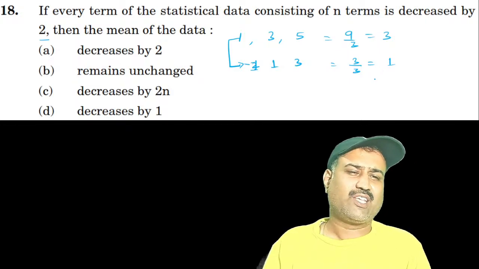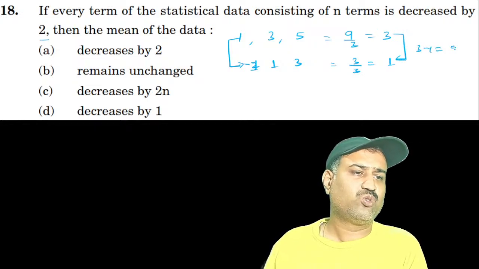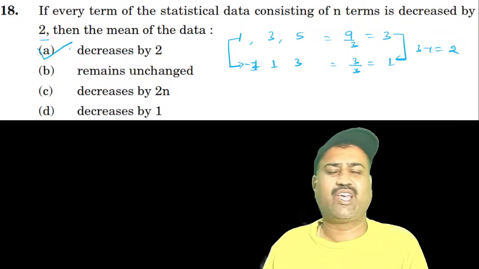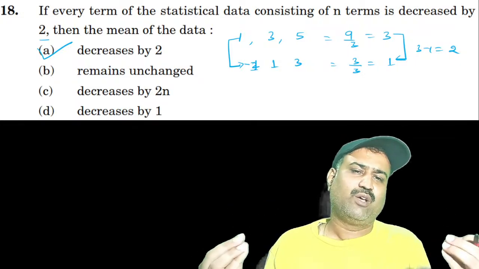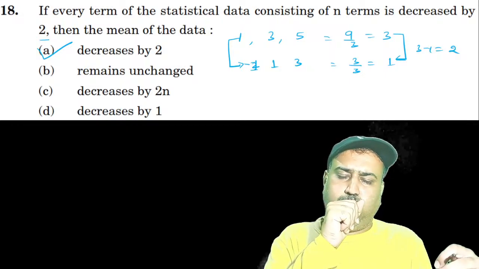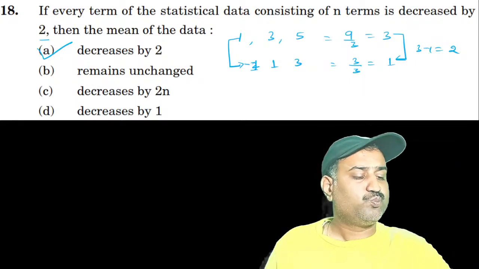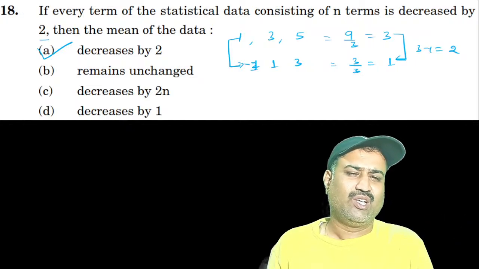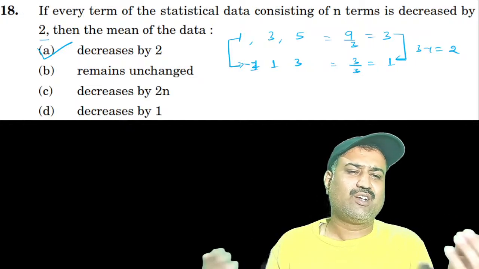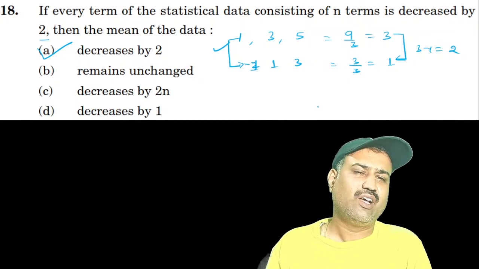Remember, you can take some example and verify your answer, right? Now the mean is decreased by what? Mean is decreased by 3 minus 1, which is 2. Therefore, it is option A. In the exam, if each value is decreased by 2, the mean is also decreased by 2. If each value is increased by 2, the mean is also increased by 2. This is a very simple trick to remember for this statistics question. You can take any example and verify the answer here, right?